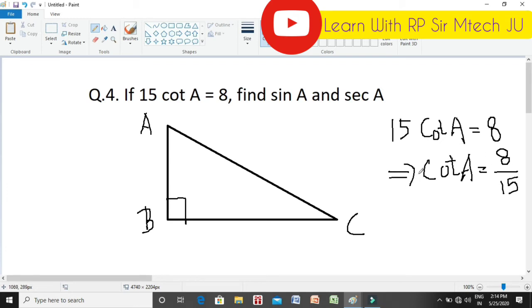So what is cot A? Cot means base by perpendicular. It is just the reverse of tan A. So cot means base by perpendicular, that will be equal to 8 by 15.